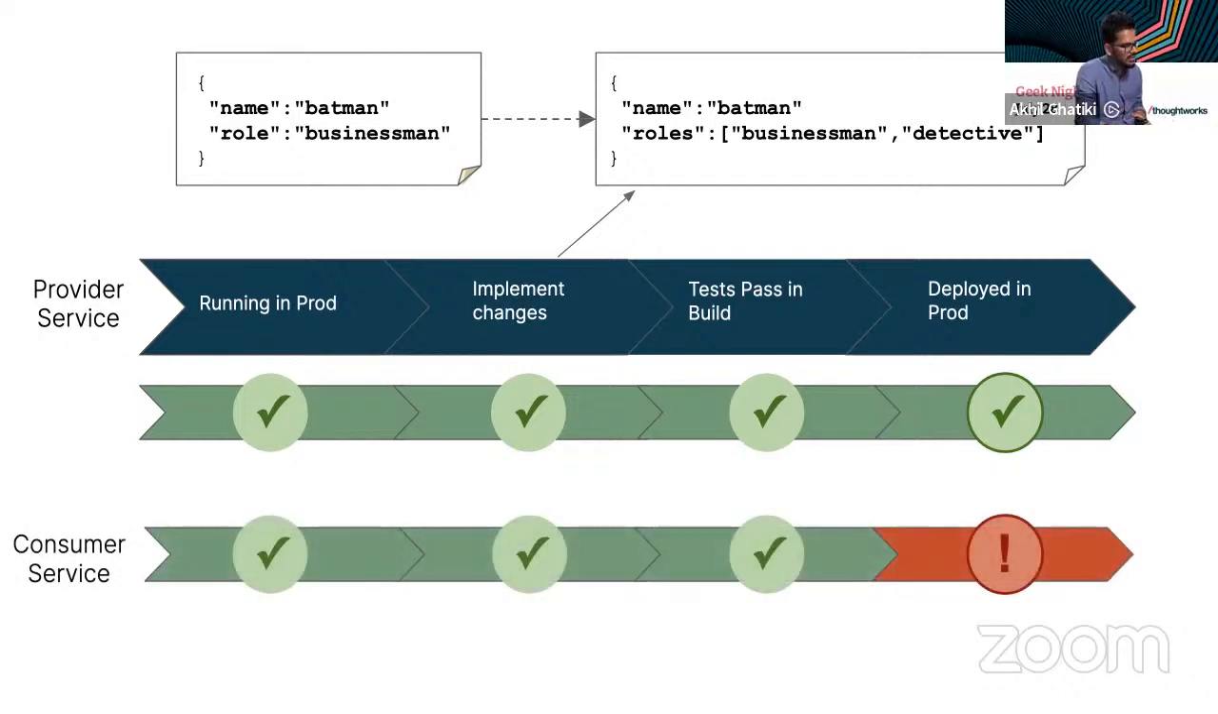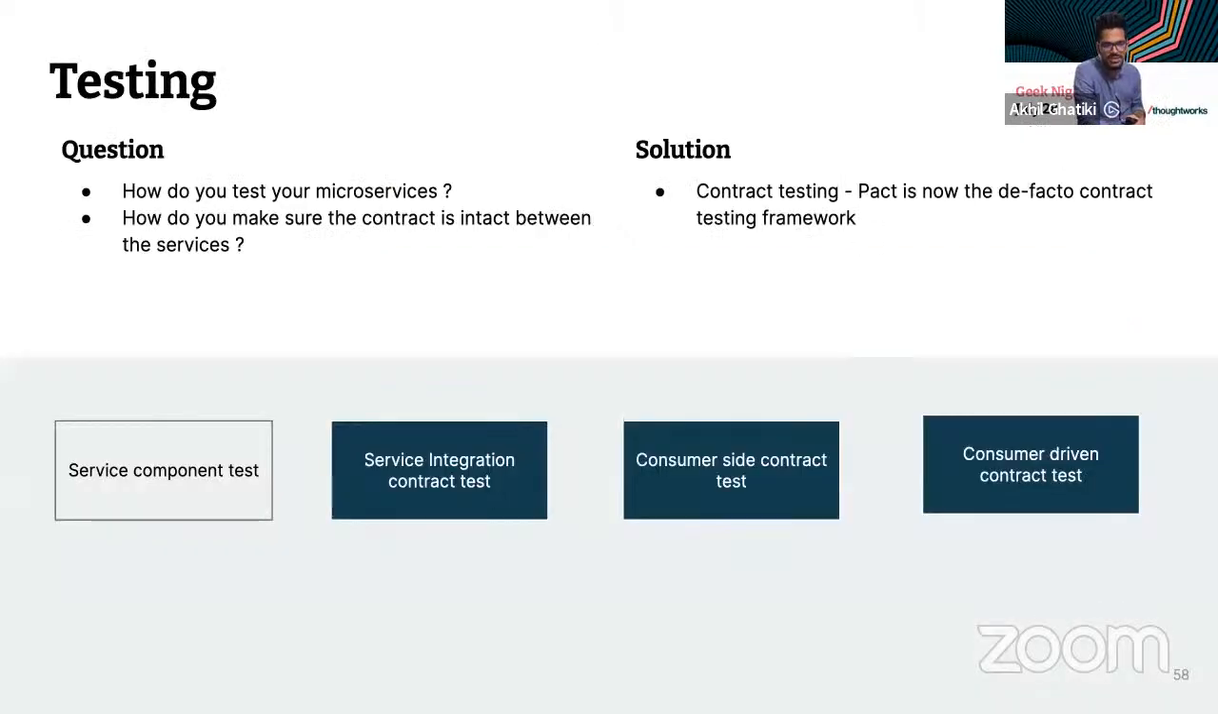But when you deploy this, your consumer pipelines will fail. All your downstream system pipelines will fail. What is happening here? The consumer service is still expecting the responses to come in the format where role is just a key-value pair, not an array. So how do you mitigate these things? You need to have contract tests in your application, in your microservice.